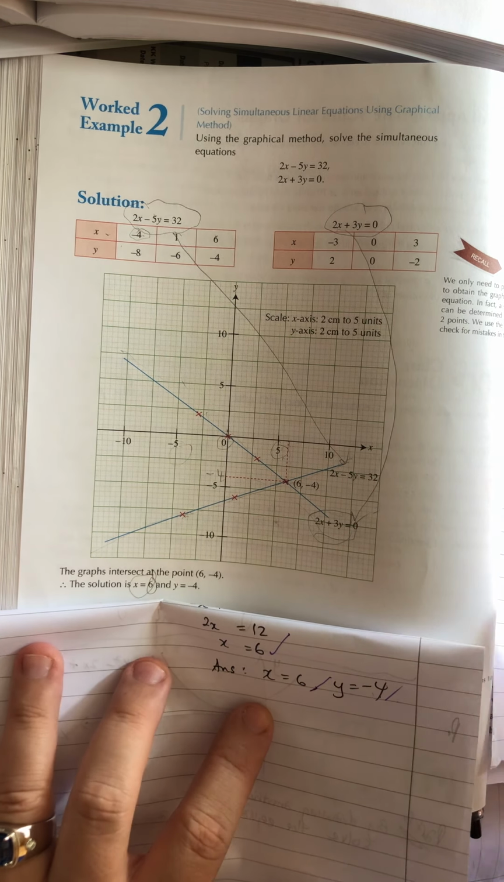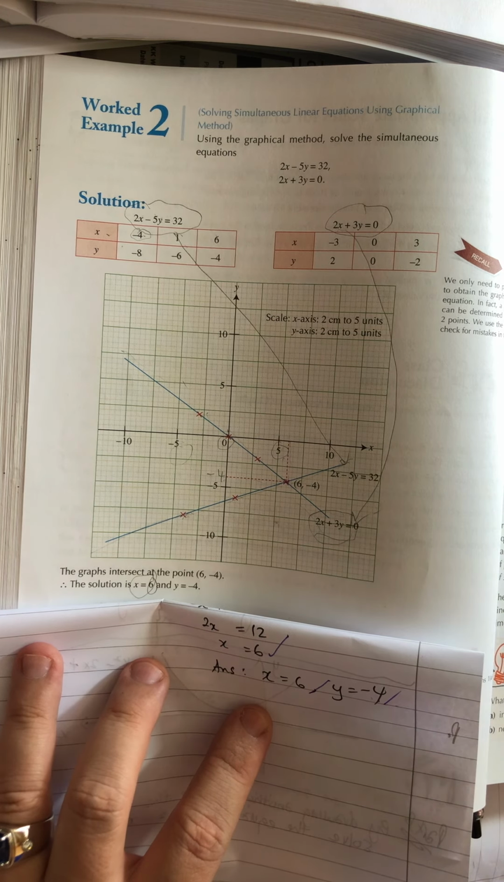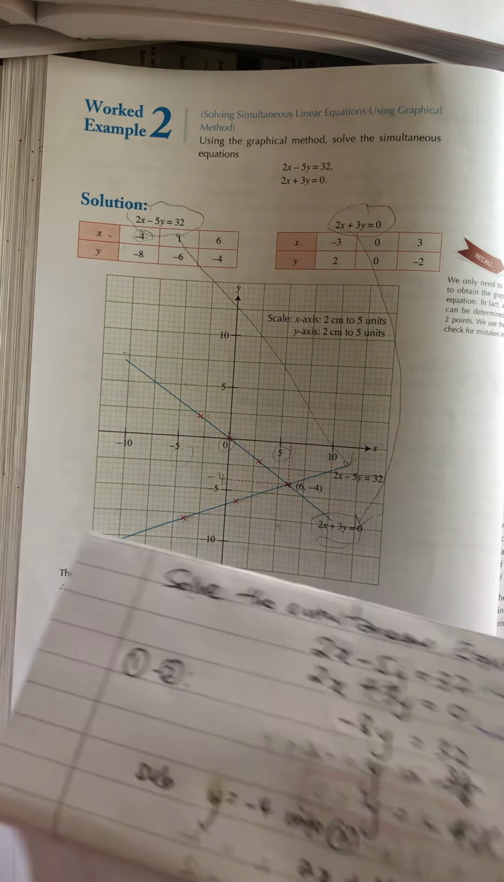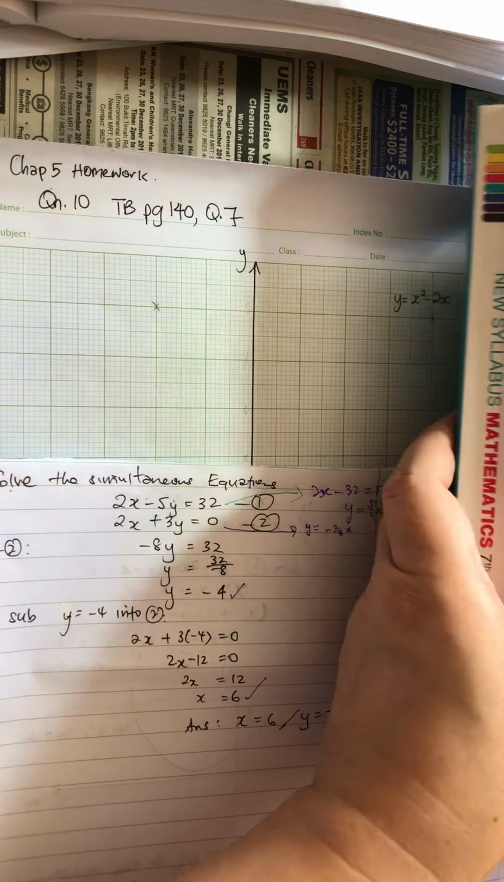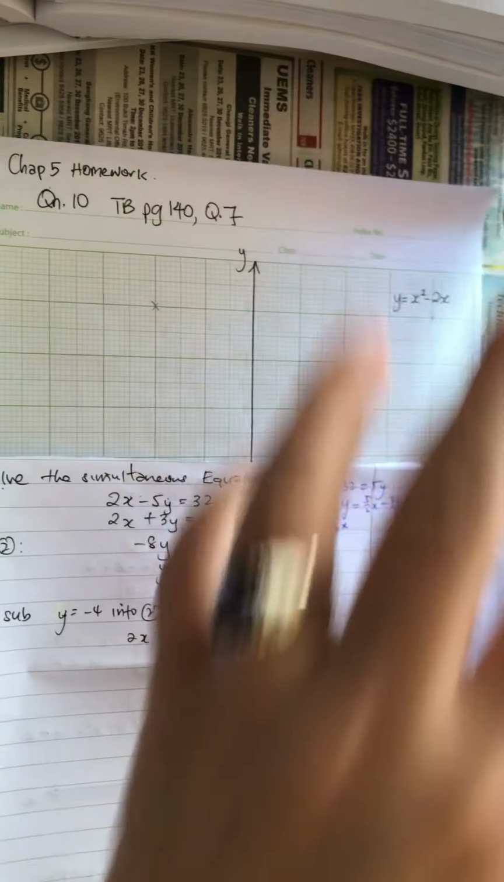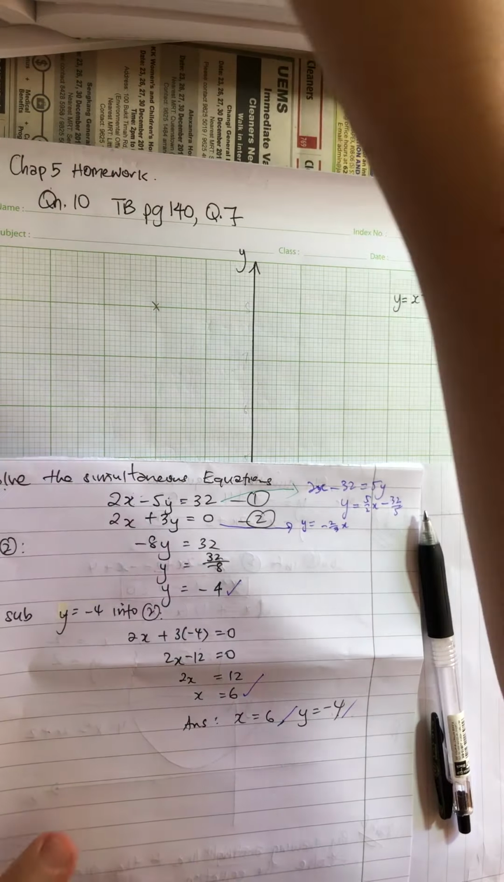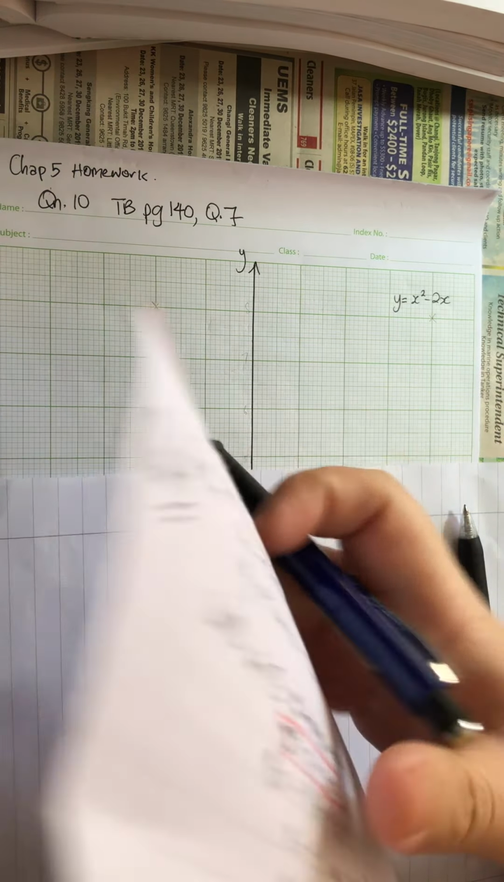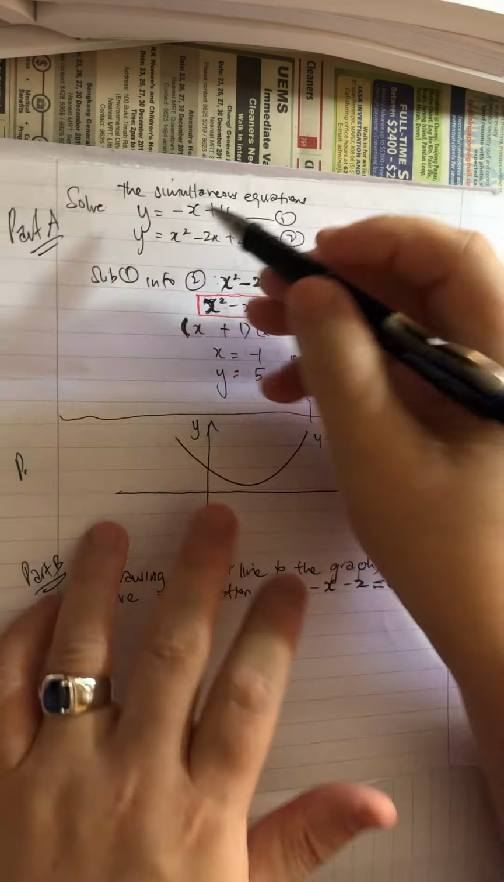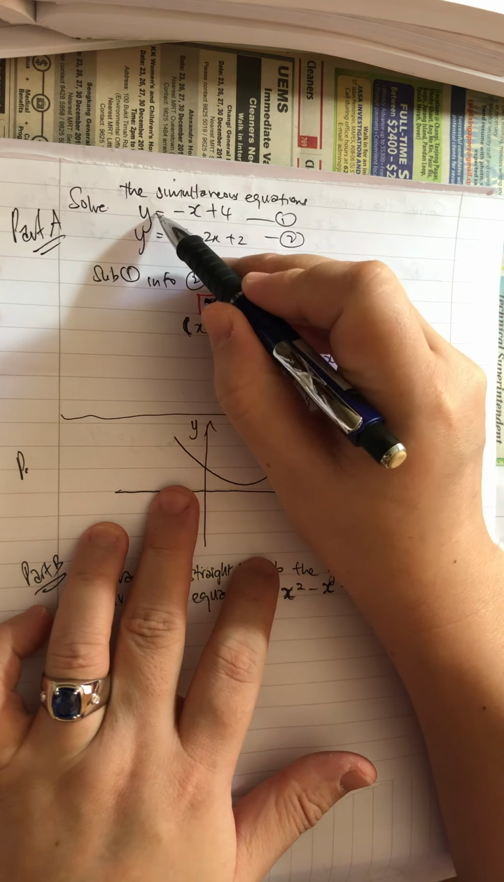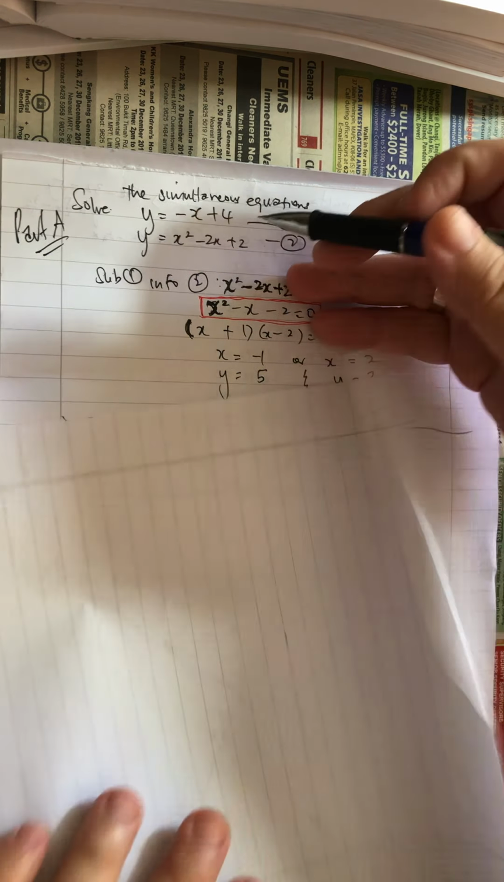Okay, so that was what we learned in chapter 1. Now in chapter 5, we are going to do almost the same thing. It's just that instead of using two straight lines, we are going to have a curve and a straight line. So you can do the same here.